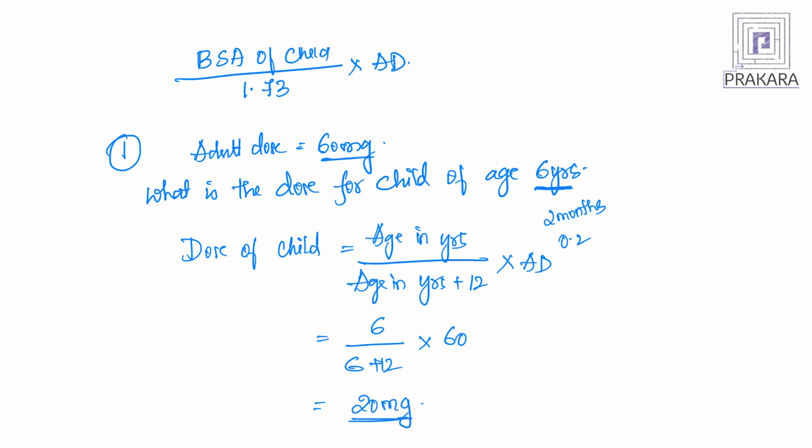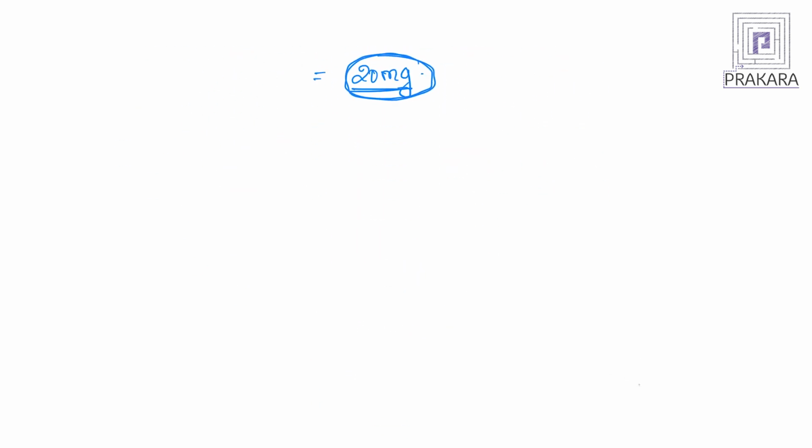So when the dose of the drug for an adult is 60 mg, the dose for a child of age 6 years has reduced to 20 mg. That is what we said about how age is going to affect the dose of a child, the first factor that we have seen. Now taking body weight into consideration, let us see the second example.